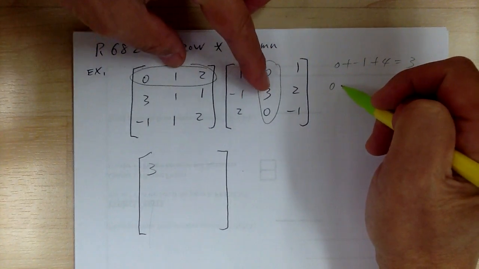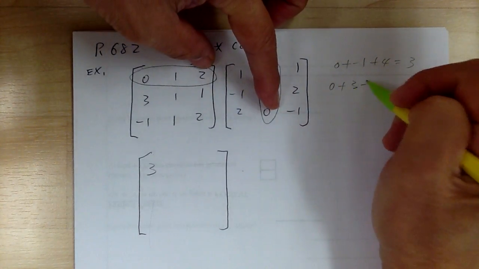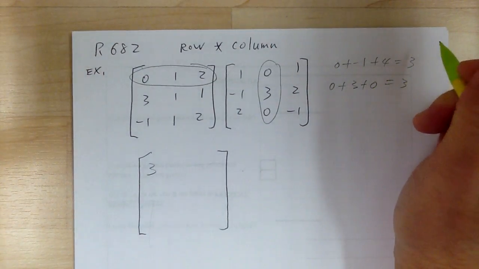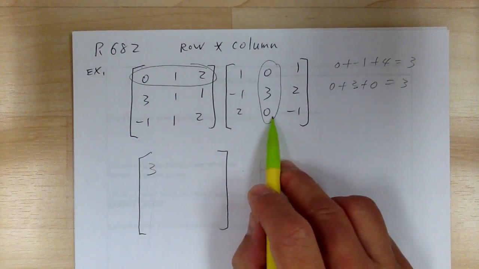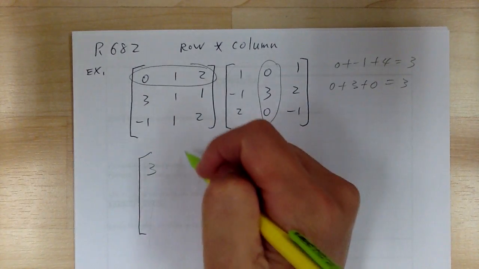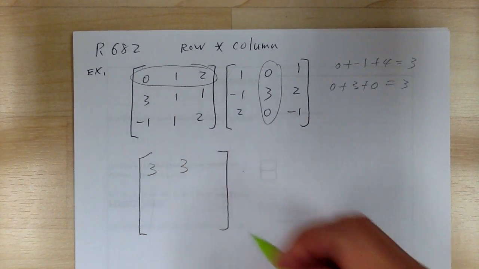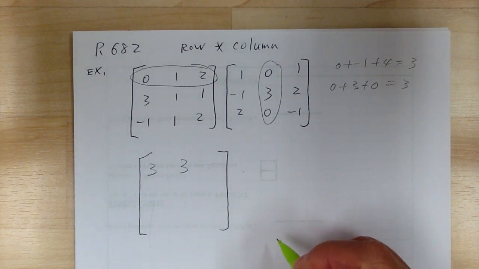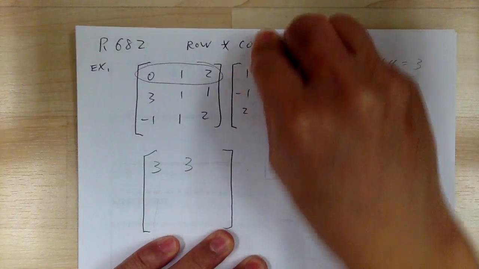So 0 plus 3 plus 0 equal to 3. So this is the first row, second column. So the answer goes to first row, second column. So it goes right over here. Okay? So go and erase this over here.